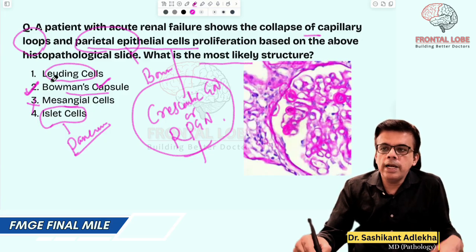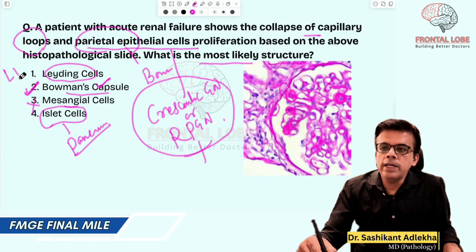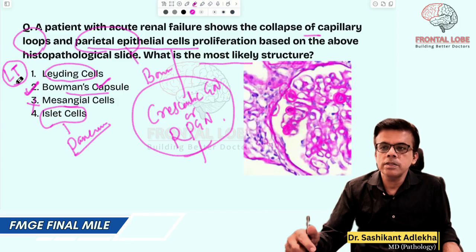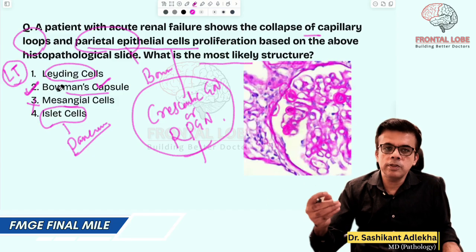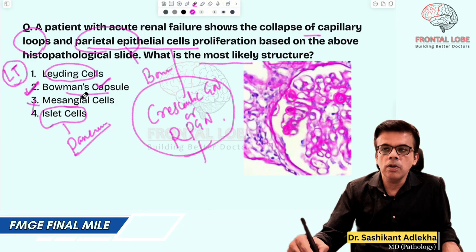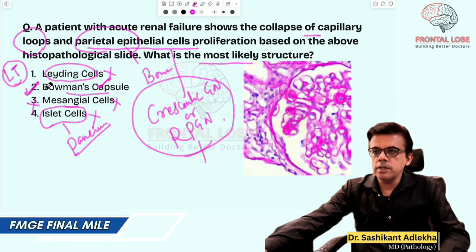Leydig cells are the testosterone secreting cells. So you can remember it as LT, abbreviated from lecture theatre, something you can call it. Leydig cells are present between the seminiferous tubules. They are rounded cells. They secrete testosterone. They are largely responsible for the secretion of testosterone. This is not present in the kidney, so that is also ruled out. Leydig cell ruled out, mesangial cell ruled out, islet cell ruled out. Correct answer will be Bowman capsule. So that is the correct answer.